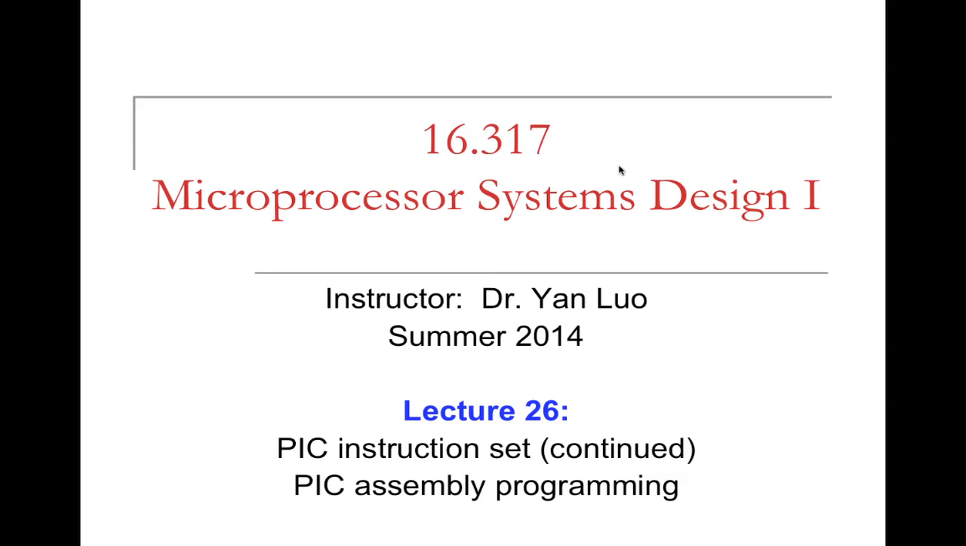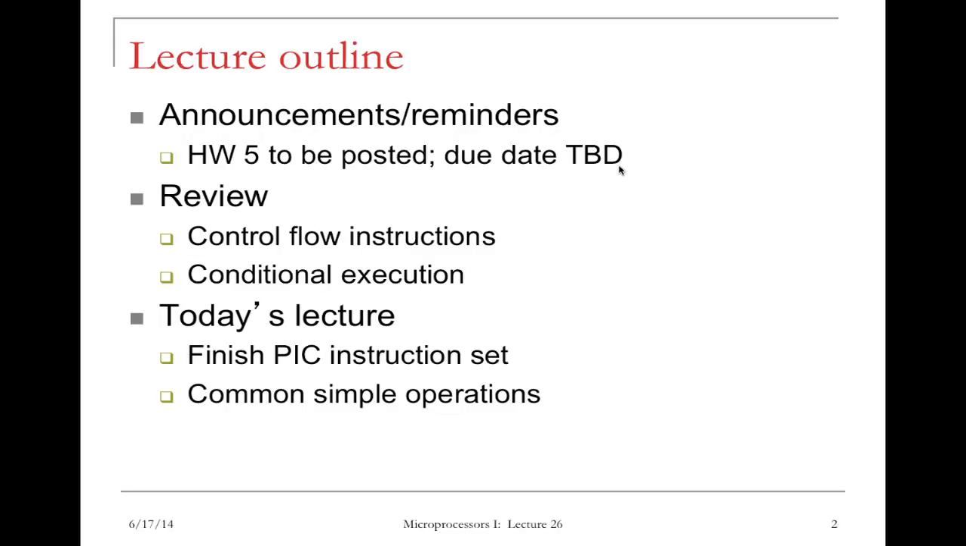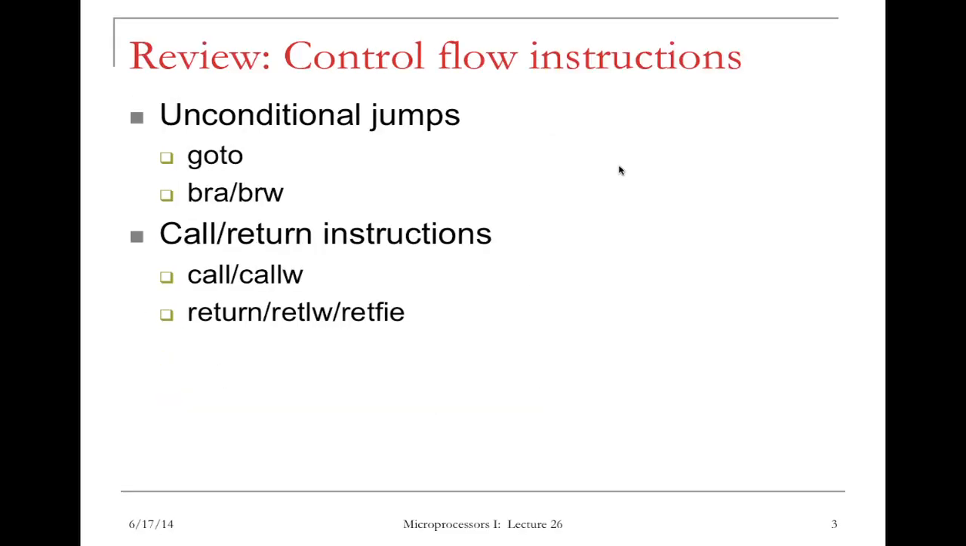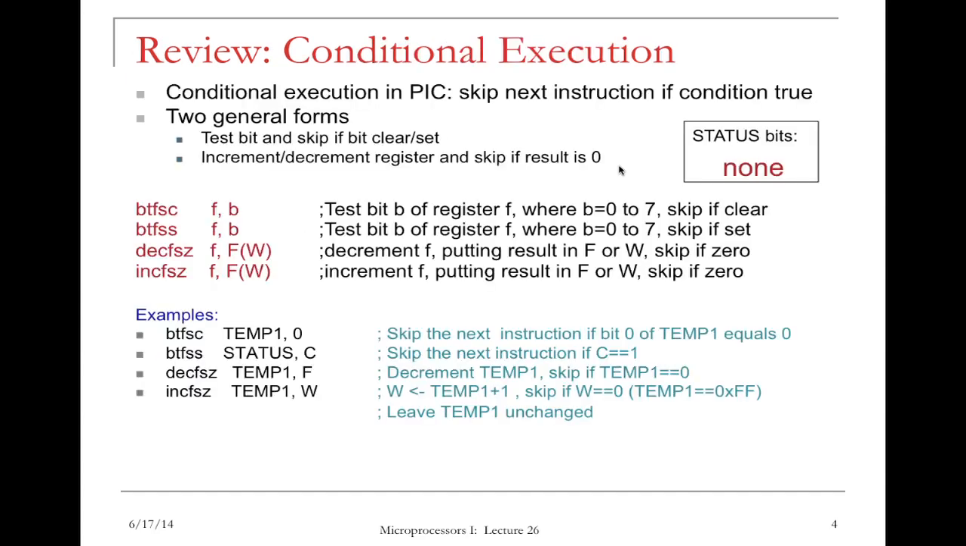Let's start on lecture 26. We talked about unconditional jumps, like GOTO and BRA W. We also talked about CALL and GOTO instructions for subroutines, CALL or CALLW, and RETLW, return from interrupt. And then we spent a fair amount of time on conditional branch instructions.